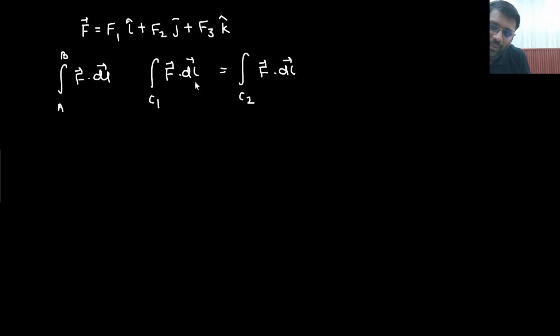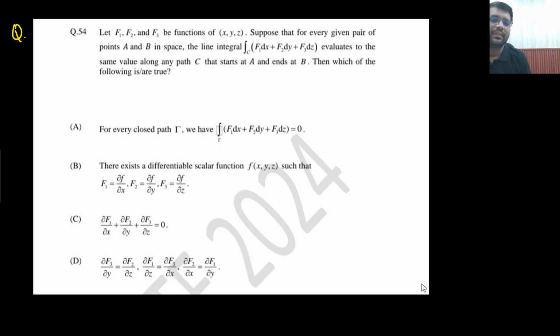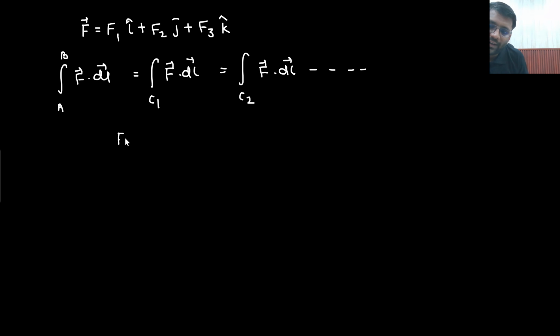When I calculated f dot dl from a to b, first I calculated it for the c1 path. Then I calculated f dot dl from a to b for the c2 path. No matter whichever path I was taking, they were all coming equal. What does that mean? That means vector field f is conservative. And if vector field f is conservative, then what can you say?